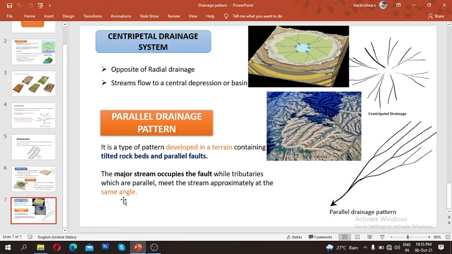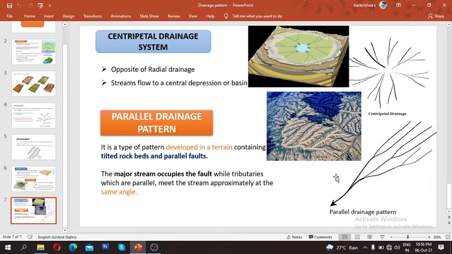Here also you can see that the major stream will occupy the fault, along with various tributaries. Various tributaries which are parallel to the stream will meet the main stream at almost the same level, whereas these tributaries will join the main stream. Now I think you can see in this image also, this is actually a parallel outcrop. Here you can see 1, 2, 3, there are various parallel lines. So water also moving in such a direction will serve the parallel drainage pattern.